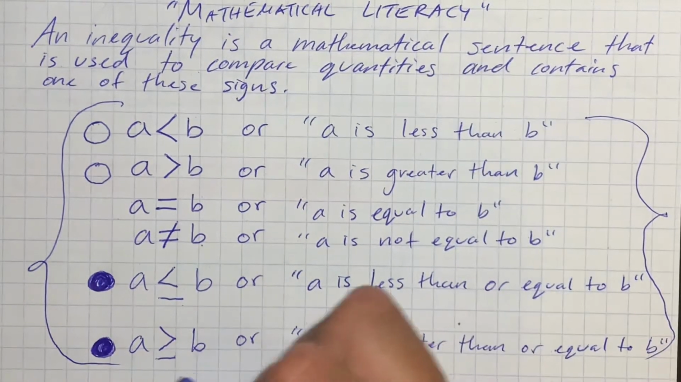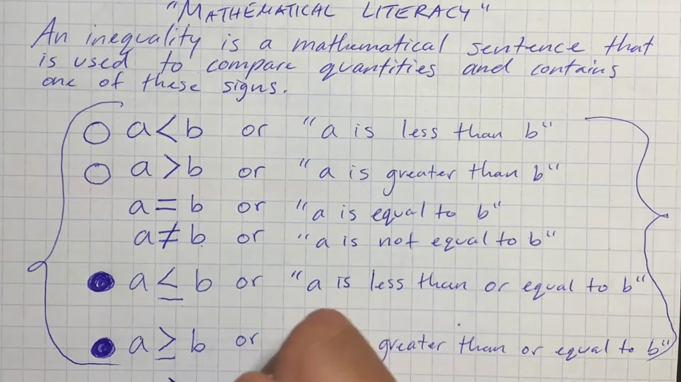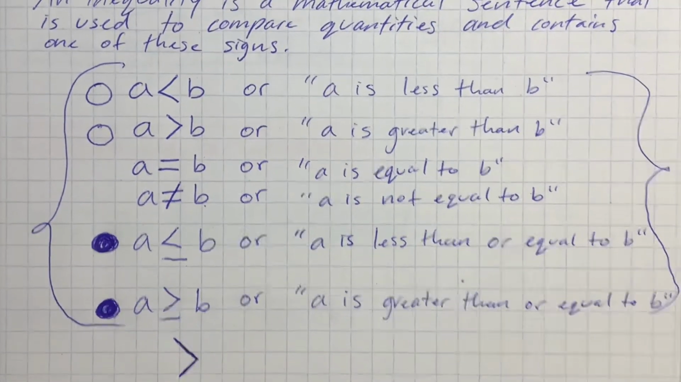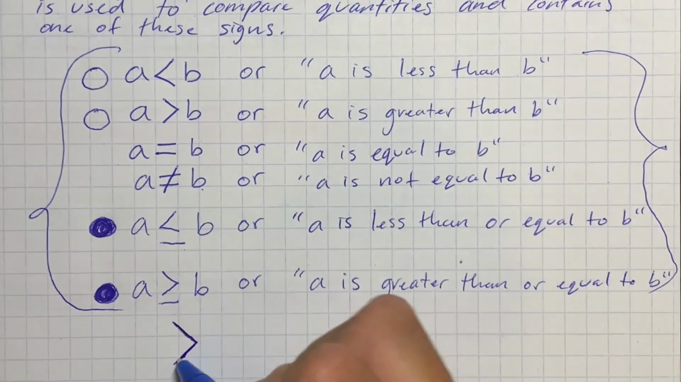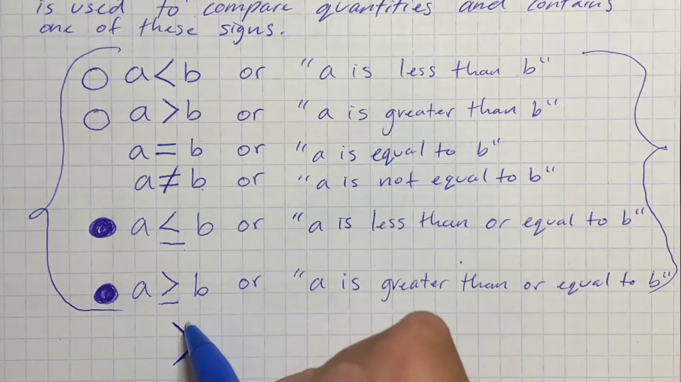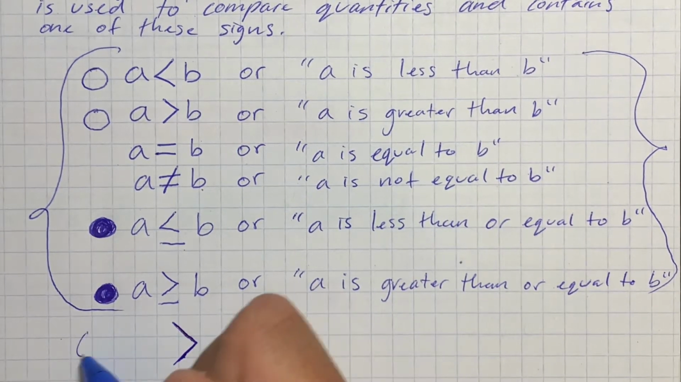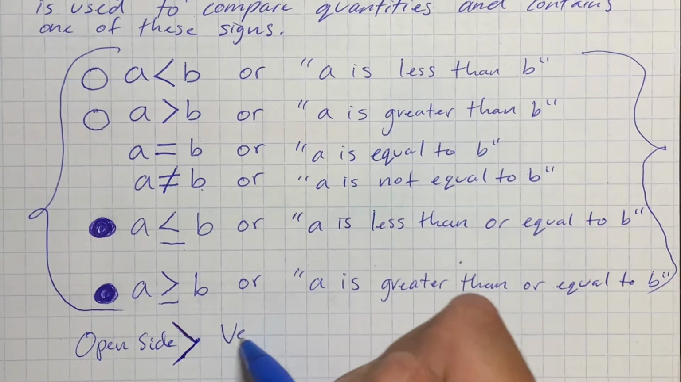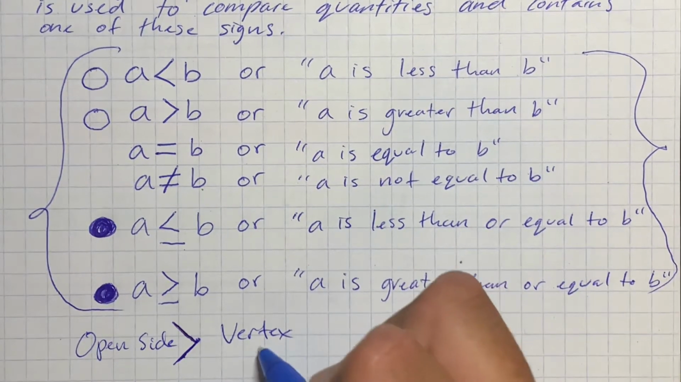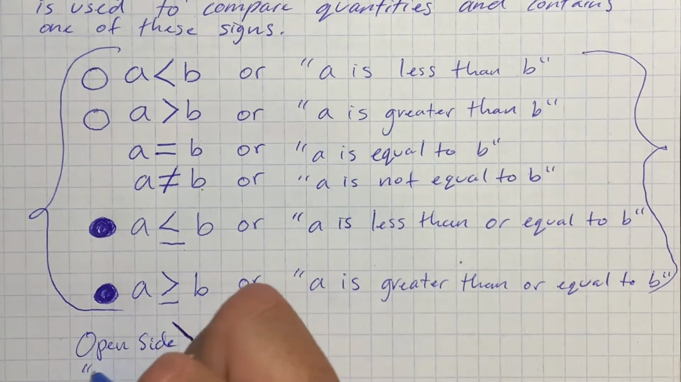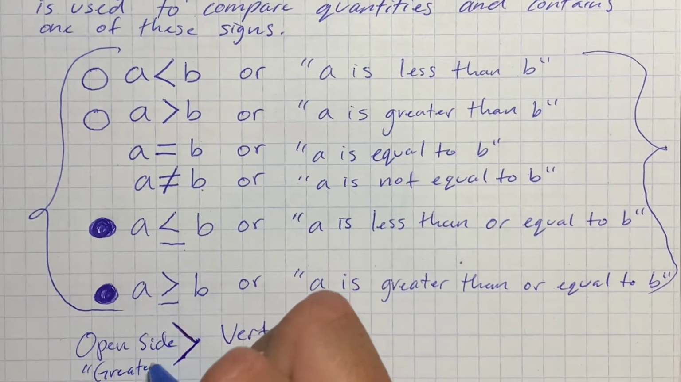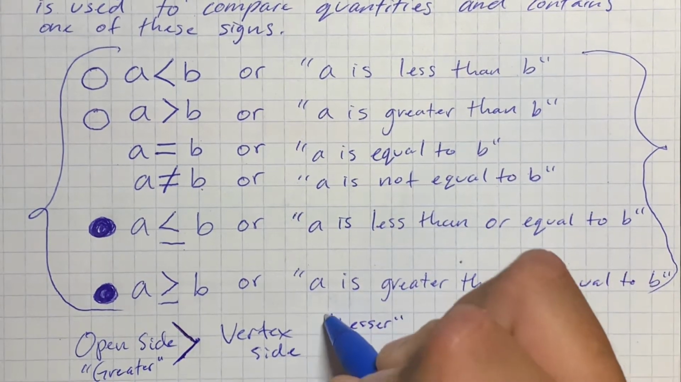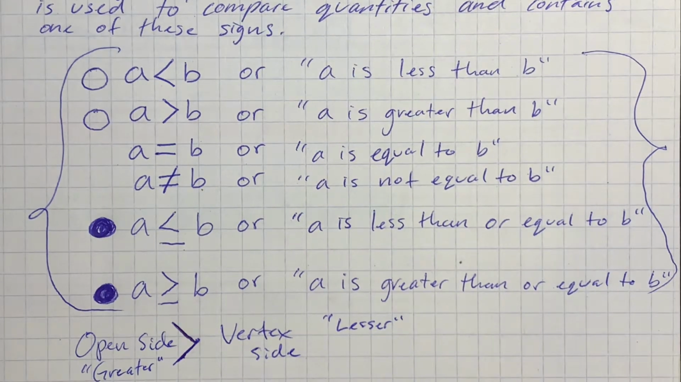Now, when we have these signs, here's an example. Let me move it down just a bit. Down below, I have this symbol. On the side where this mouth opens up, I mentioned that's a coyote mouth, that open side, and then there's that point, the vertex side. On the open side, this is the greater value. On the vertex side, this is the lesser value. So let's make sure we know that, and we're going to continue.